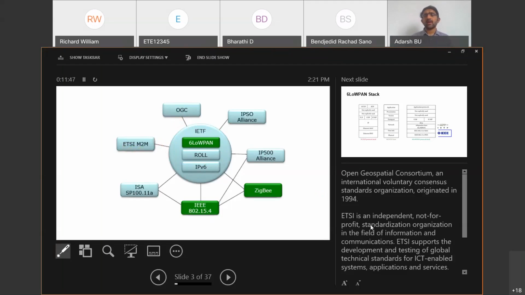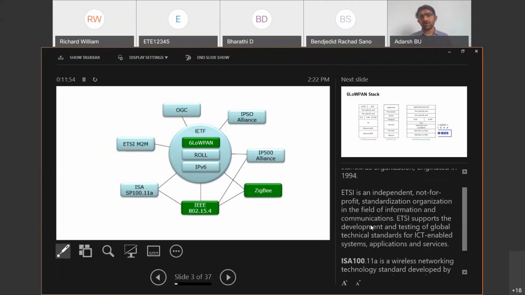And if we look into ETSI, that is for M2M. ETSI is an independent non-profit standardization organization in the field of information and communications. ETSI supports the development and testing of global technical standards for ICT-enabled systems, and also from an application and services perspective.